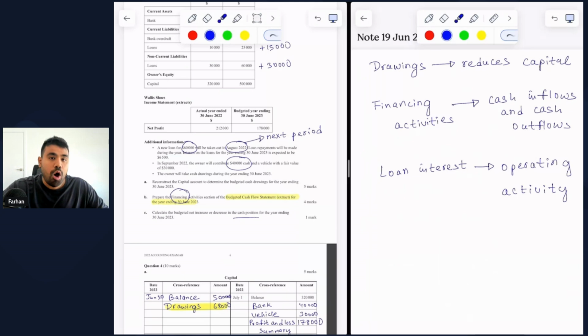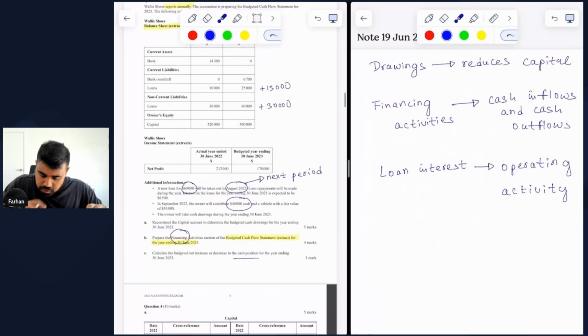But if you had the operating activity section, you would definitely include it there as an outflow, because you're paying the interest of $6,500. But what about the loan repayments, the principal that we're referring to? How do we find out how much we have paid out for our loan?